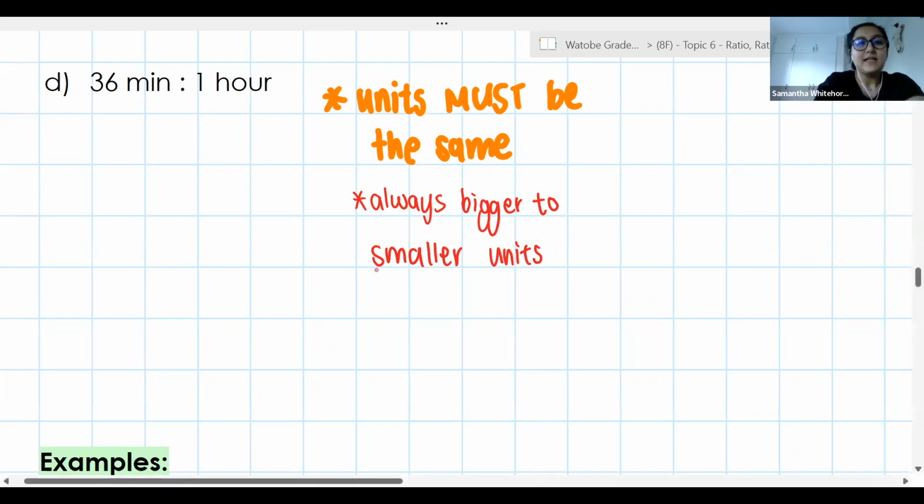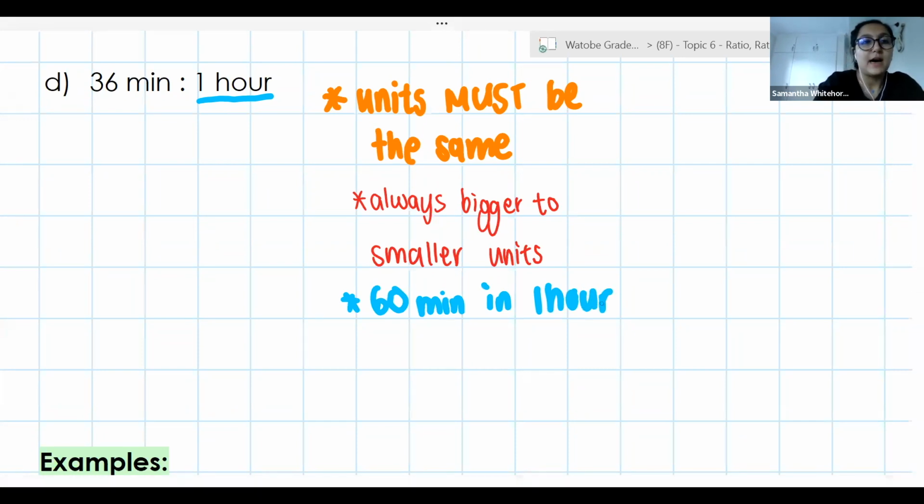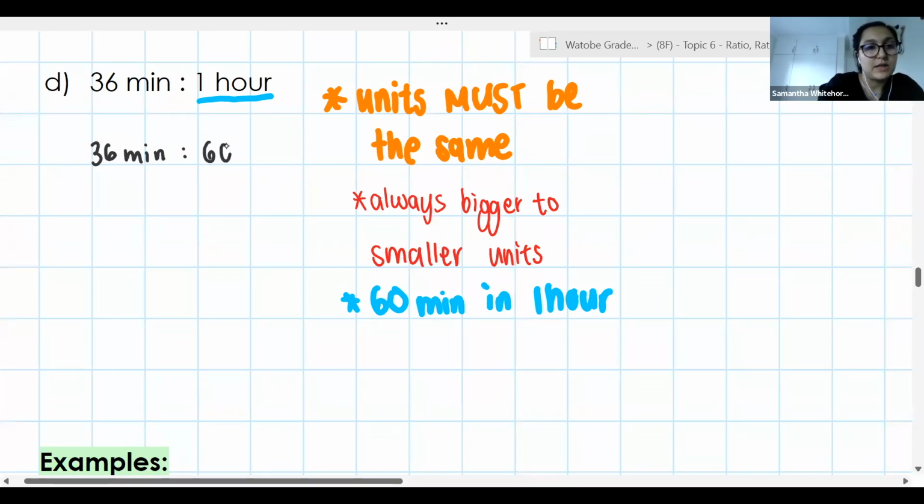So in this case, our bigger unit that we want to convert is the hour. Now, what we need to remember is that we have got 60 minutes in 1 hour. And so to convert the hour to minutes, I will have 36 minutes to 60 minutes. And now what I have done by converting is I have made the units the same. And so this is why in ratios, we don't actually have units, because they're the same. So now I know both of these are in minutes.